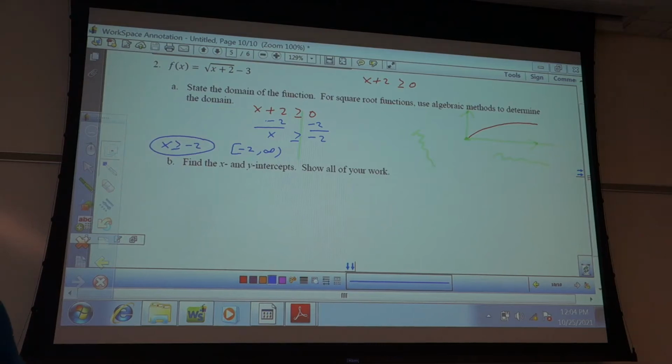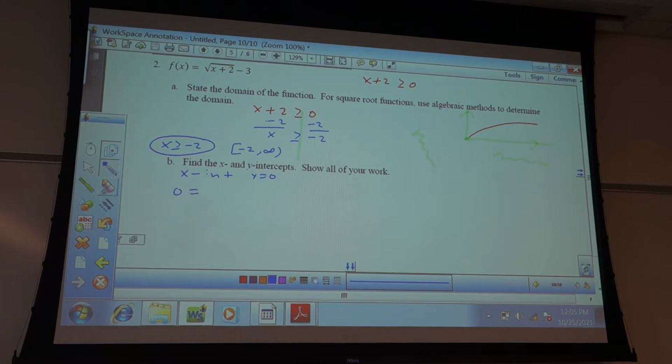1 times 1. No, that's not true. The square root of 2 is 1.41. I don't understand. Well, no, because it's got to be the square root of 2, right? Well, no, the inside. Look at this.